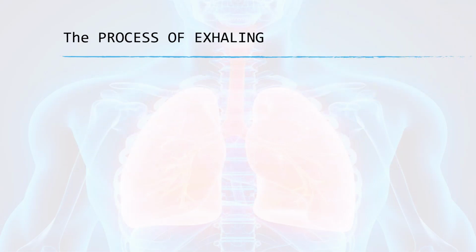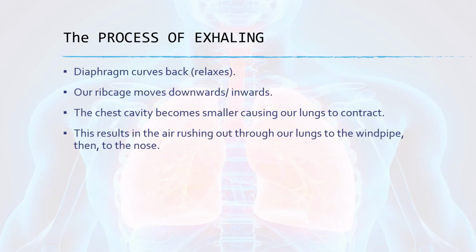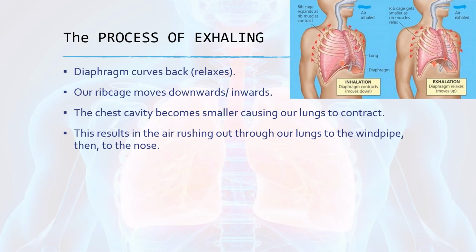The process of exhalation. During the process of exhalation, our diaphragm curves back or relaxes. Our rib cage moves downwards and inwards. Our chest cavity becomes smaller, causing our lungs to contract. When our lungs contract, the air pressure inside it increases, which results in the air rushing out through our lungs to the trachea, then to the nose. In the image provided, you can properly see the process of exhalation that I just described.